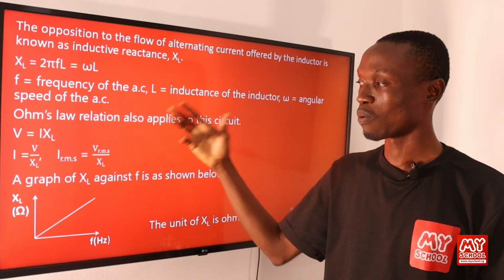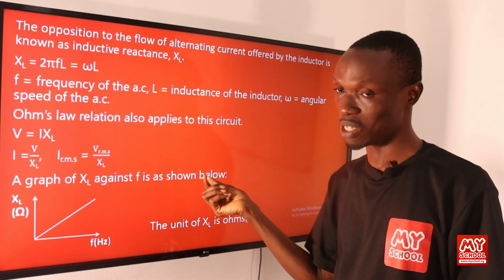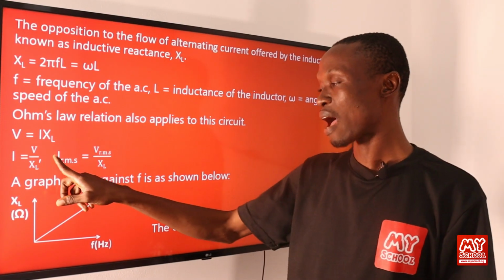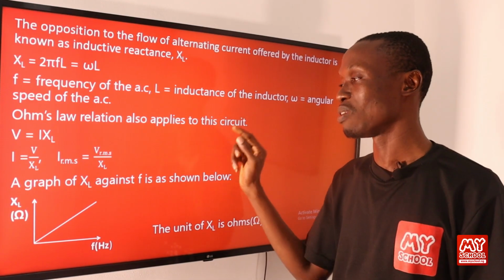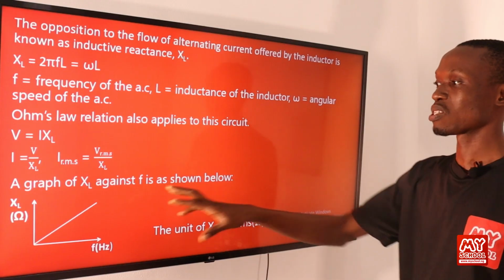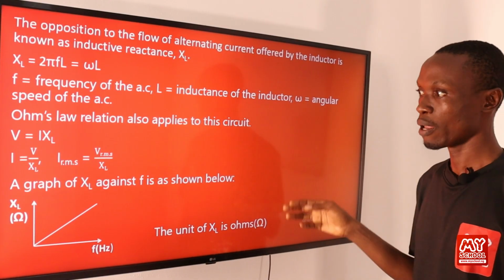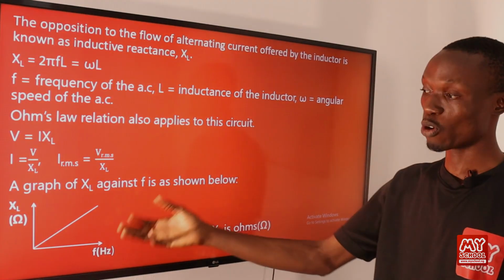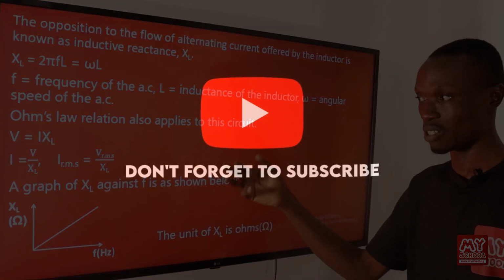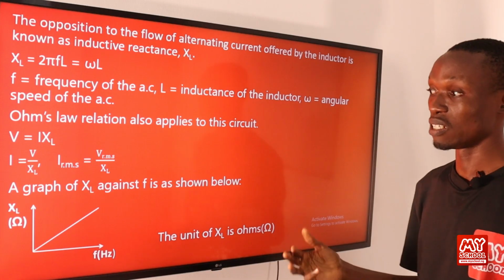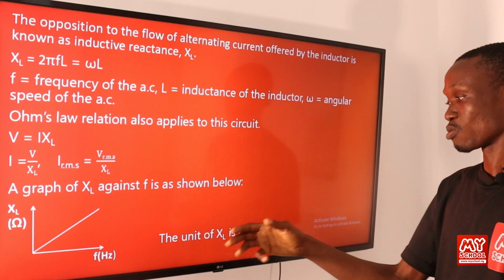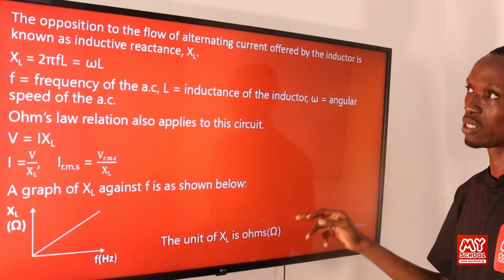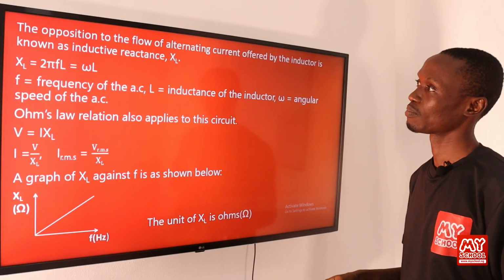But remember, what we measure in this circuit using a voltmeter and ammeter are the r.m.s values of I and V, so that I r.m.s is equal to V r.m.s all over XL. This is the graphical representation of XL against f. As the frequency of the AC current increases, the resistance offered by the inductor also increases. The unit of XL, or inductive reactance, is ohms, represented with this symbol. So let's move to the next slide.